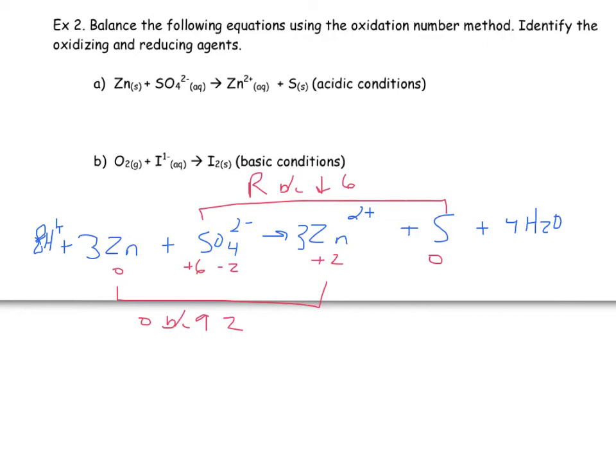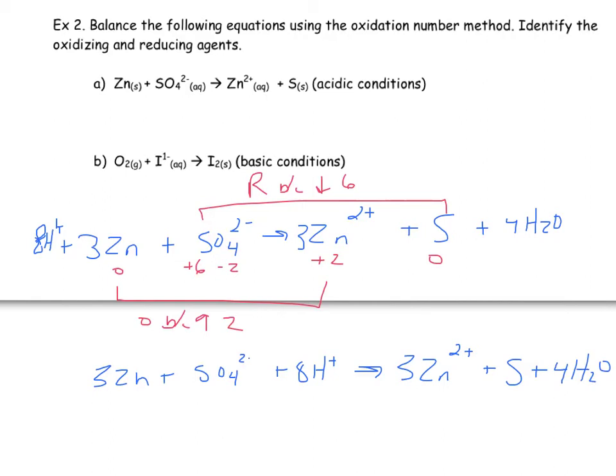My final balanced equation will be 3 zincs plus a sulfate plus 8 H pluses produces 3 zinc 2 pluses, a sulfur, and 4 waters. Let's make sure everything's balanced. 3 zincs on each side, 1 sulfur, 4 O's, 8 H's, and I have a +6 charge net on the left and a 3 times 2, +6 charge on the right.